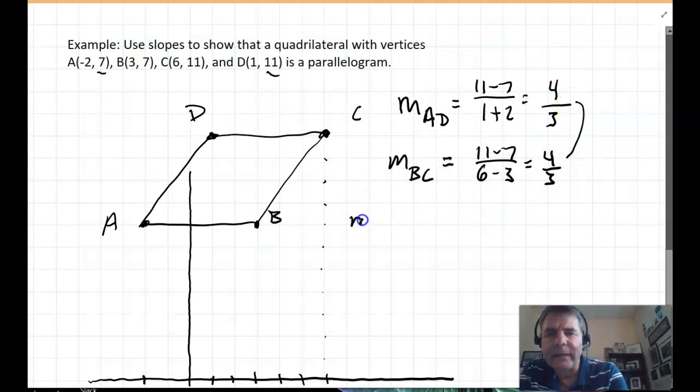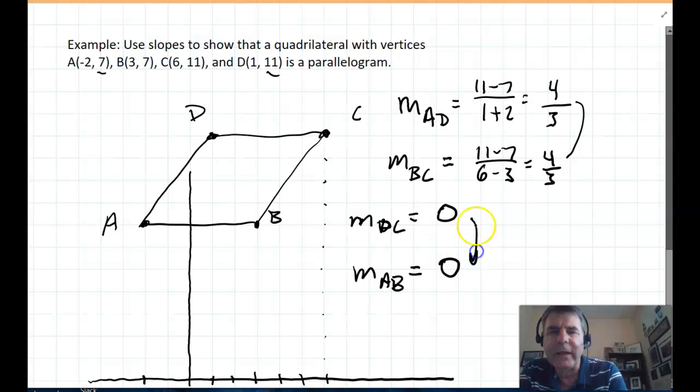Now let's compare the slope of DC to the slope of AB. Notice that D and C have the same y-coordinate. That means the change in y is going to be 0. And A and B have the same y-coordinate, so their change in y is also going to be 0. And so they also have the same slope. Since both pairs of opposite sides have the same slope, they are parallel, and that is a parallelogram.